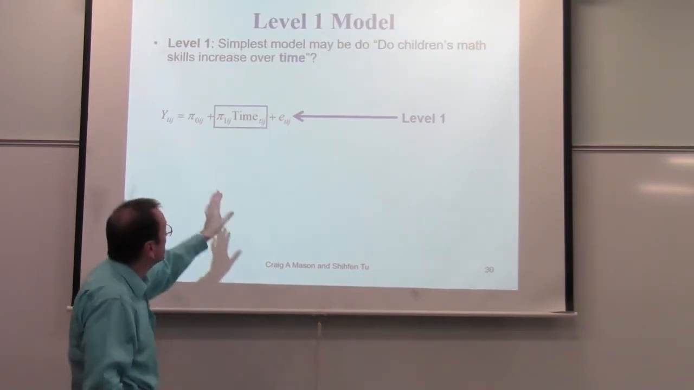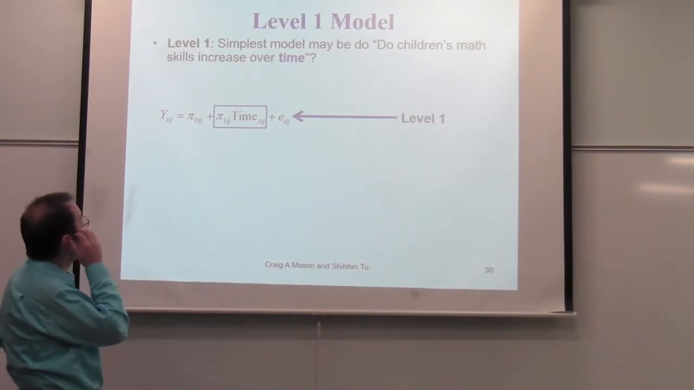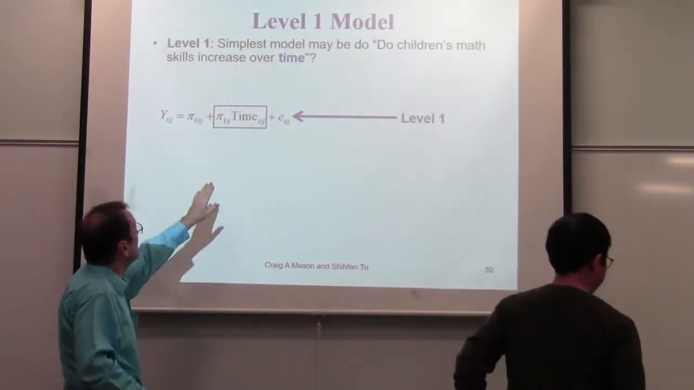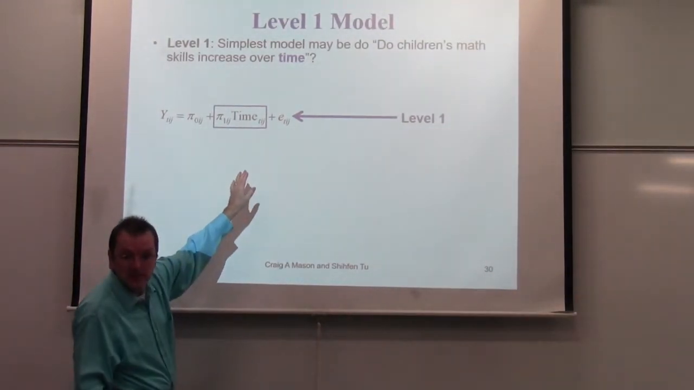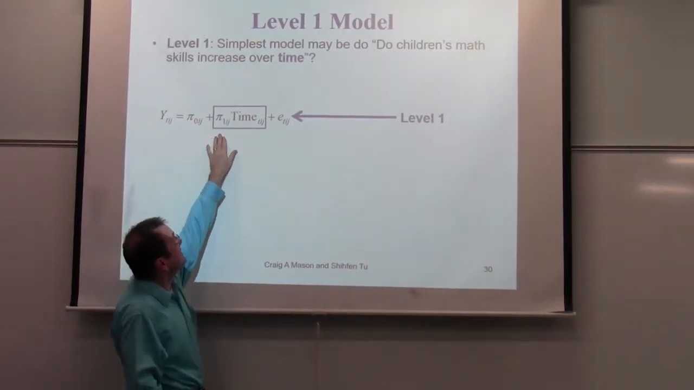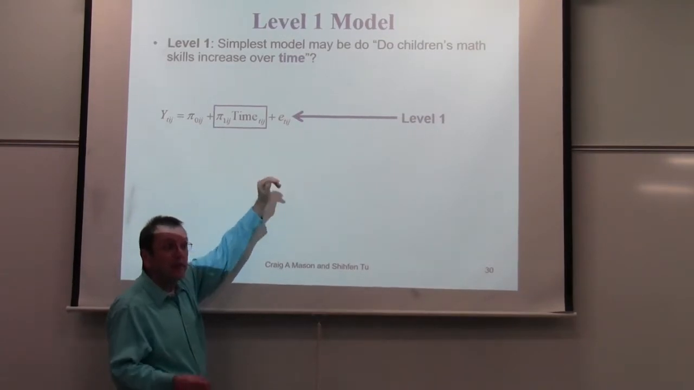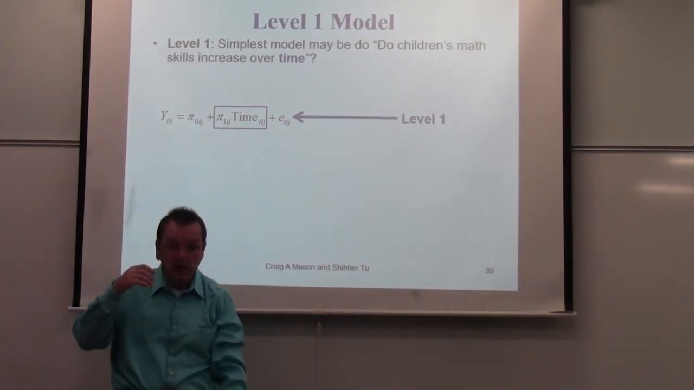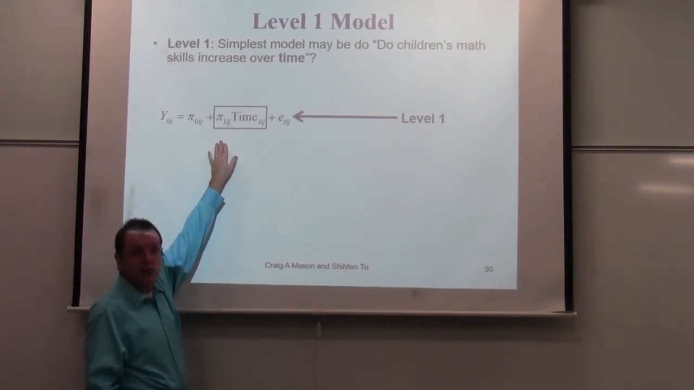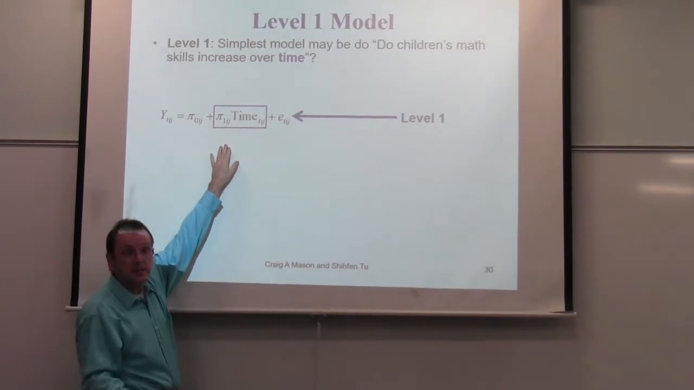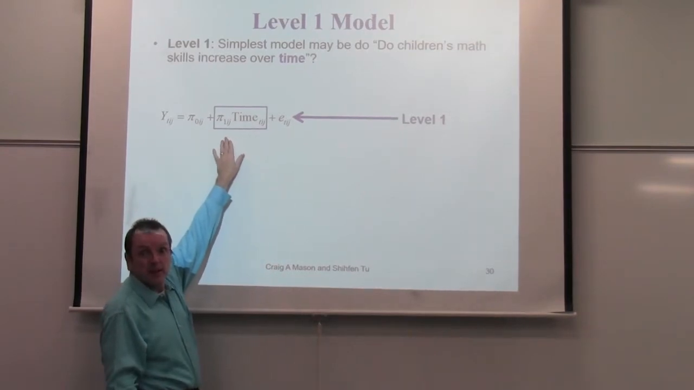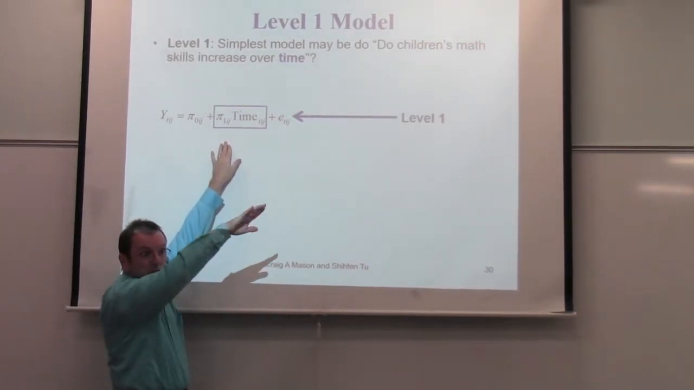So the simplest model based on this is just, do children's math skills increase over time? We can see that right here. If their math skills increase over time, then we would expect pi 1 ij to have a significant positive value. Here's time. Is the overall slope positive?